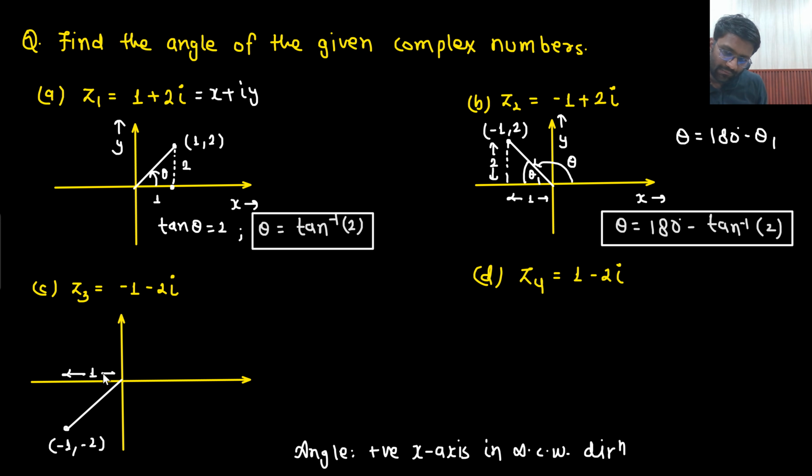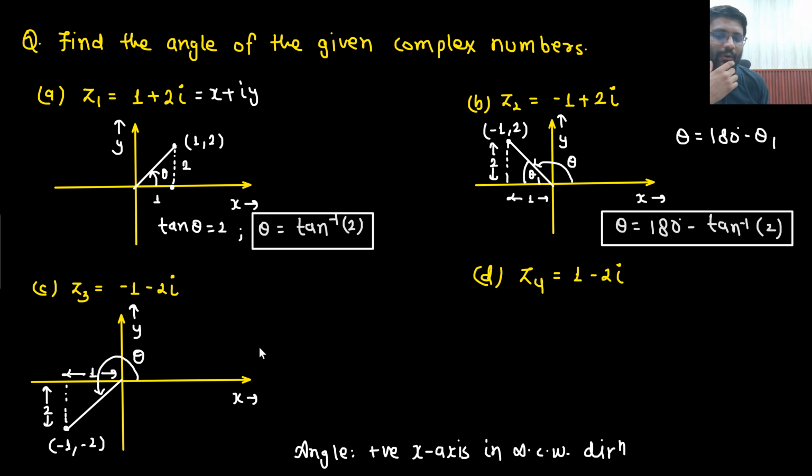This length is 1 and this length is 2. Minus 1, minus 2. Right? What do you mean by angle? Sir, angle is always measured from the positive x-axis in the anti-clockwise direction. There you go. So this will be the angle theta.